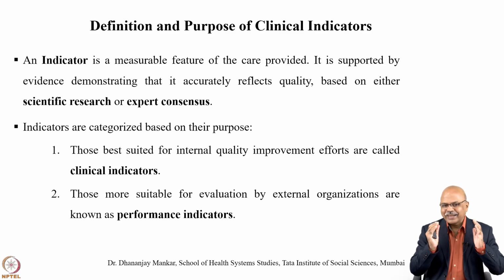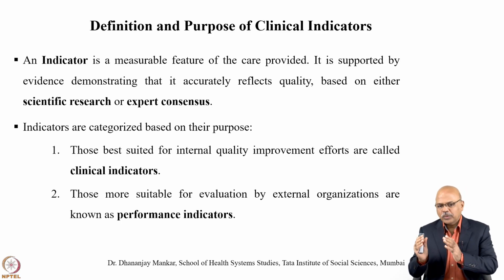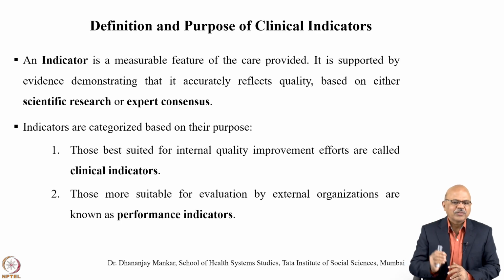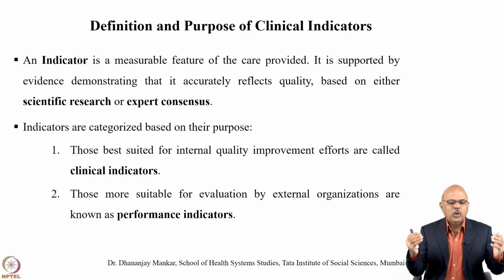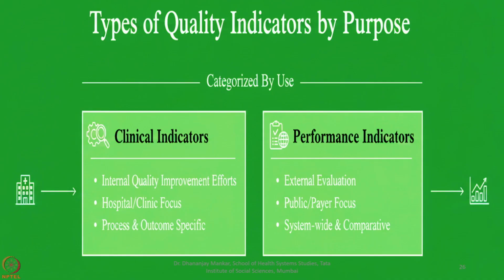The indicators are categorized based on their purpose, and therefore we need to see what is the purpose of this categorization. Those best suited for internal quality improvement efforts are called clinical indicators, and those suitable for evaluation by external agencies, such as NQAS, NABH, JCI, ISO, are known as performance indicators. So you need to see the clear distinction between clinical indicators and performance indicators.